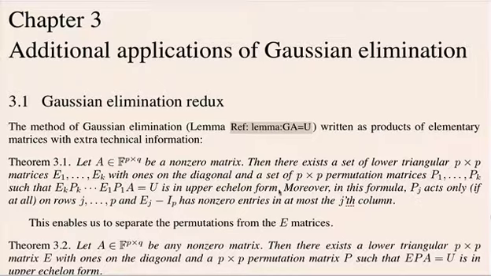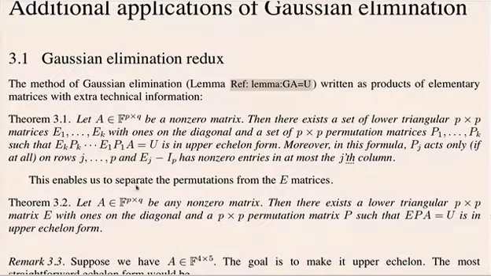So the extra information here is the specific form of the G matrix that, when multiplied by A, gives the upper echelon form. Based on this theorem, we will be able to separate the permutations from the row addition matrices E. And we get Theorem 3.2, which says: let A be a P by Q non-zero matrix, then there exists a lower triangular P by P matrix E with ones on the diagonal and a P by P permutation matrix P such that E times P times A equals U, which is in upper echelon form.